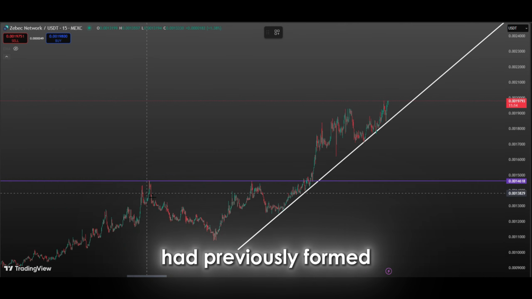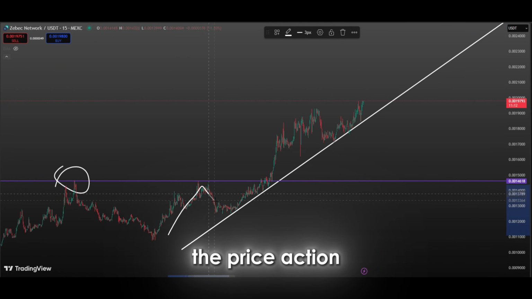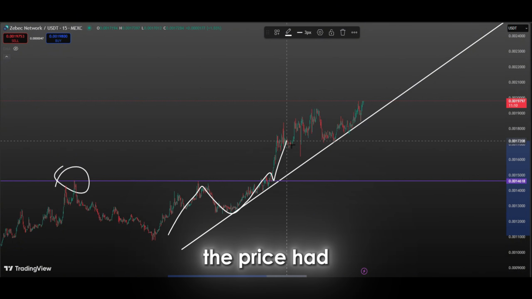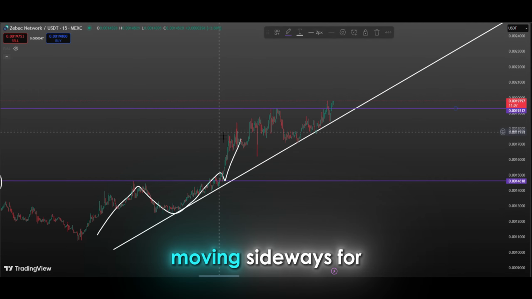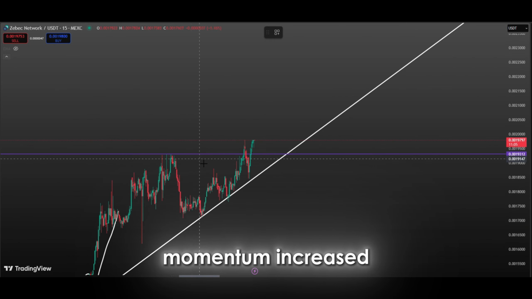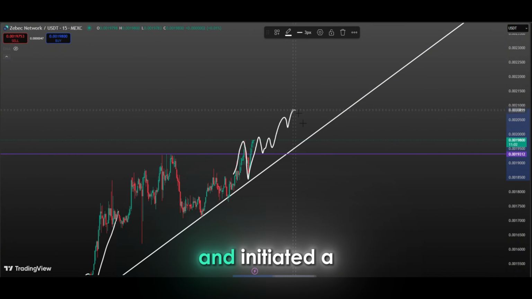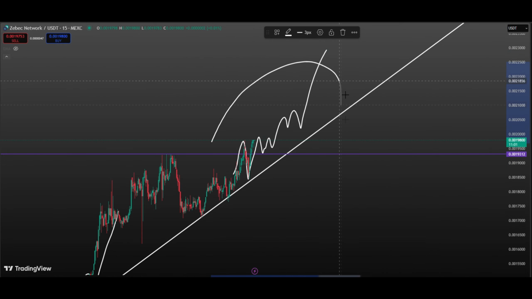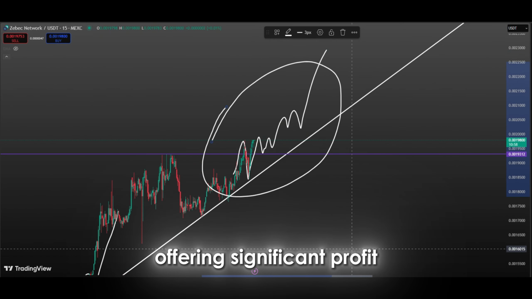A similar pattern had previously formed, and we had clearly observed how it influenced the price action. At that time, the price had reached a certain peak level, but initially failed to break through it, moving sideways for a while. Later, as market momentum increased and buying pressure intensified, the price broke through this resistance and initiated a strong upward move. Immediately following this breakout, the price exhibited a steady rally, offering significant profit opportunities for investors.